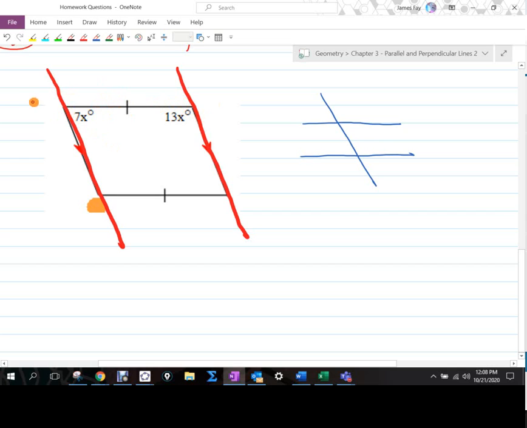So I'm going to highlight then the line that helps make the 7x with my parallel line and the line that helps make the 13x with that parallel line. And that line would be that one, right? That kind of makes sense?